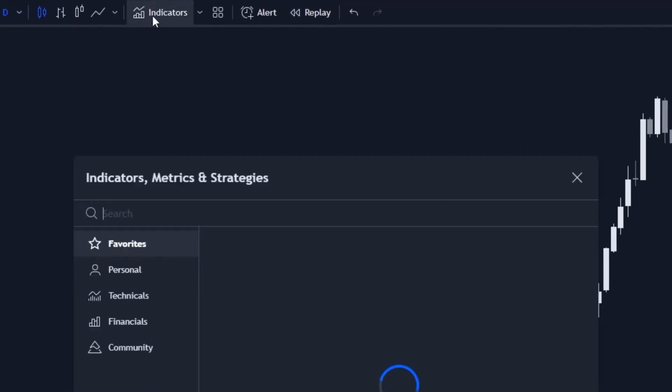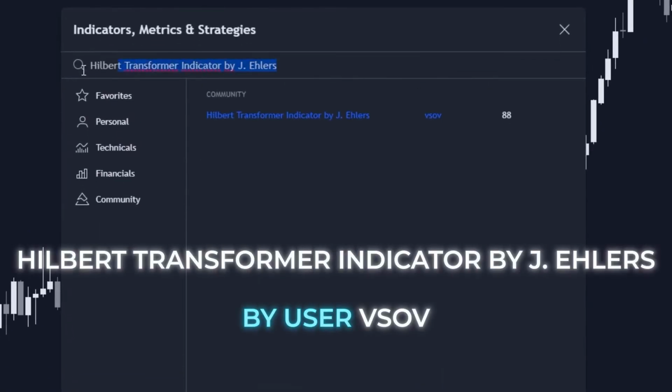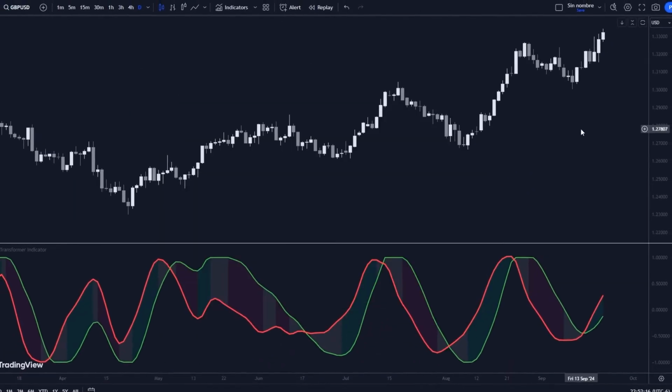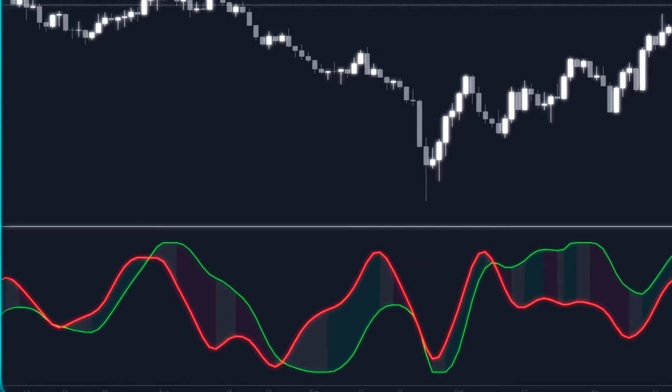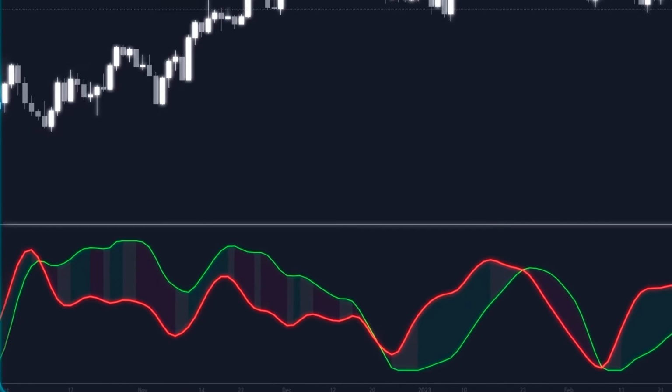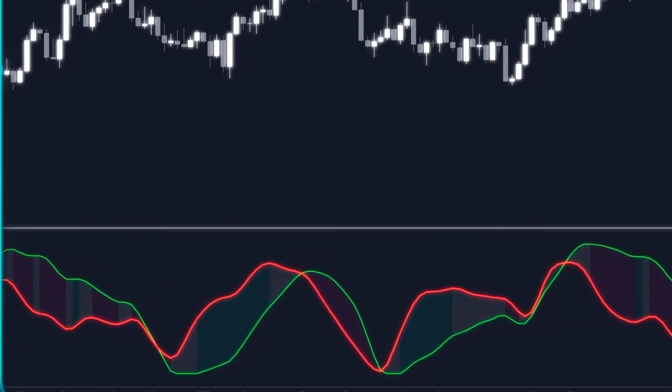This indicator was found by searching TradingView for Hilbert Transformer Indicator by J. Ehlers by user VSOV. The Hilbert Transform oscillator consists of two lines, green and red. Each has an important function to identify market cycles and possible reversals.